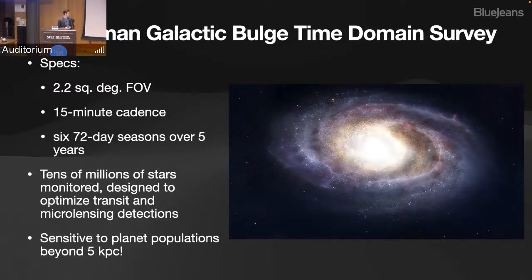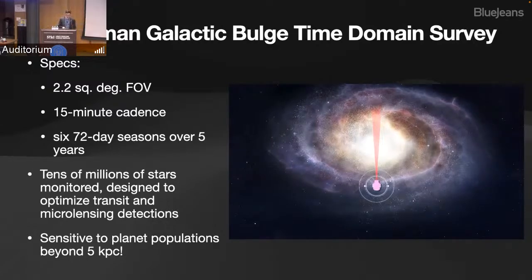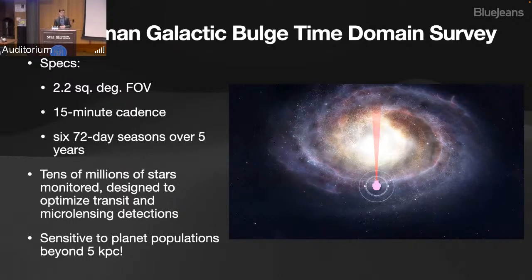And the key to that will basically be the Roman Galactic Bulge Time Domain Survey. So this is basically just a survey of the galactic center, so more or less like this little video is showing you. The field of view is around 2.2 square degrees. That'll be covered with a 15-minute cadence over 60 to 72-day seasons over 5 years. That means that we're going to monitor tens of millions of stars where we can detect these transit and microlensing events. And for the first time, we'll actually be sensitive to planet populations beyond 5 kiloparsecs from the sun.